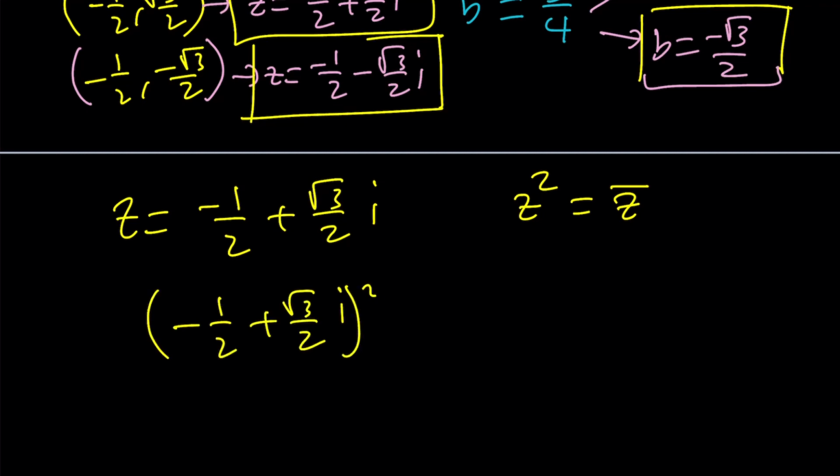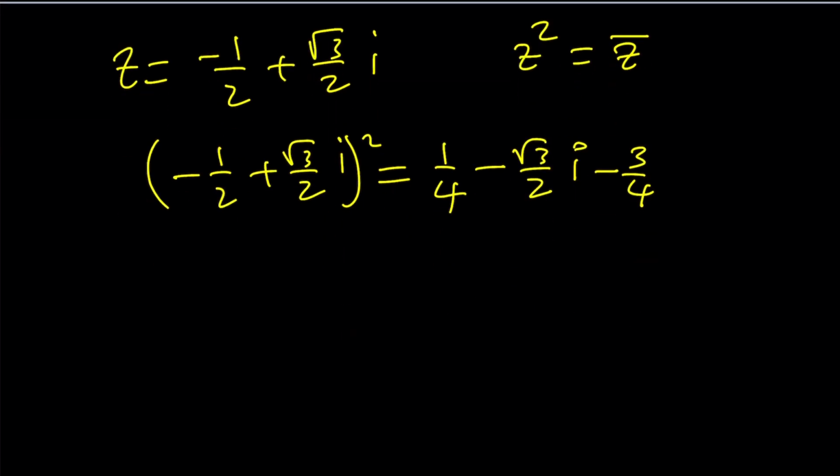If you square it, you're going to get the first number squared, which is 1/4, plus 2ab, where one of the 2's is going to cancel out, and we end up with minus root 3 over 2 i. 2 times 1/2 is 1. And then finally minus root 3 over 2 squared. That's going to be 3/4. i squared is negative 1, so that's going to be negative 3/4. 1/4 minus 3/4 is negative 2/4, which is negative 1/2, minus root 3 over 2 i.